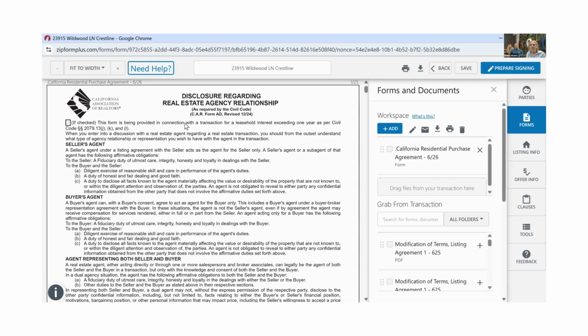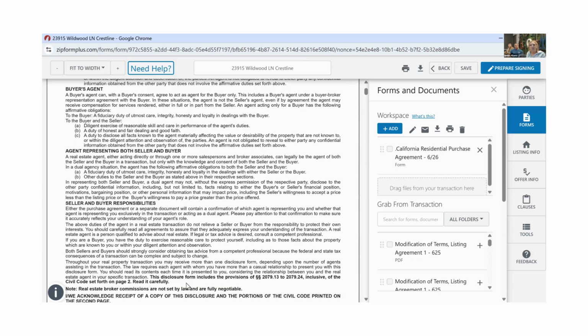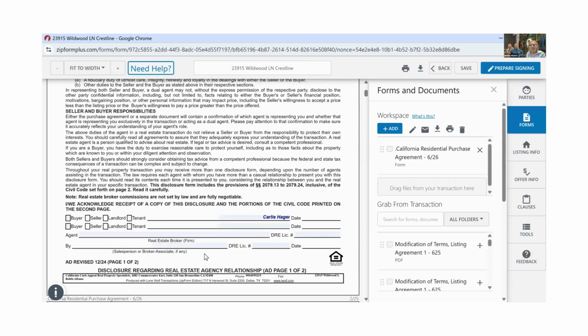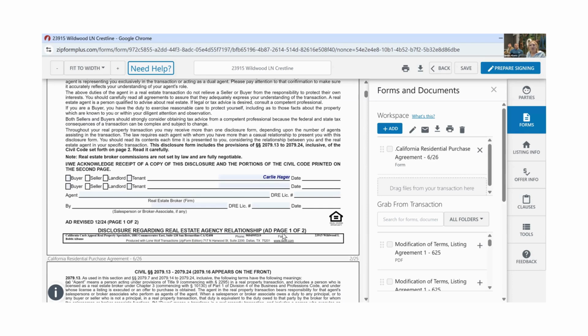So this first form, it's a 2-page form. You can tell what the name of the form is by looking at the bottom line. It'll say disclosure regarding real estate agency relationship AD, page 1 of 2. So it's giving you the form name AD, and it's telling you how many pages are in this form.